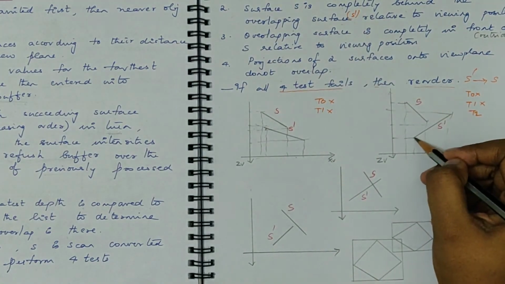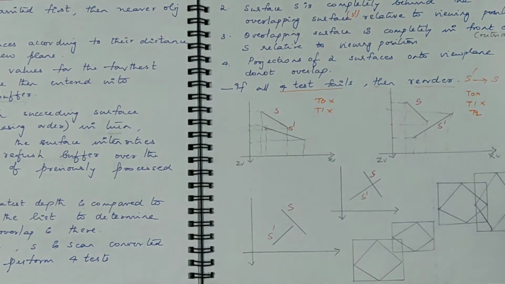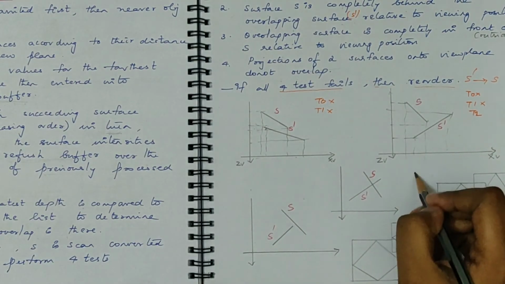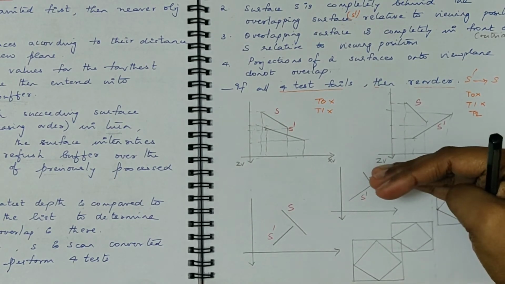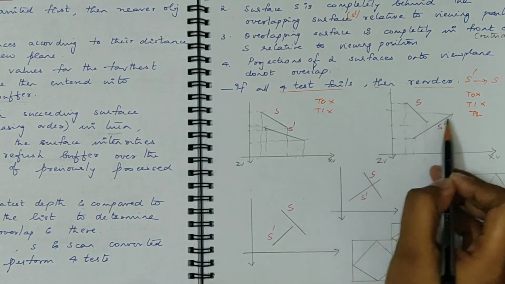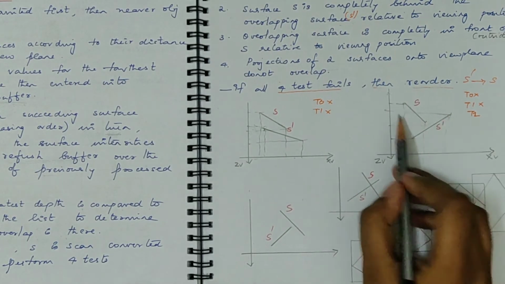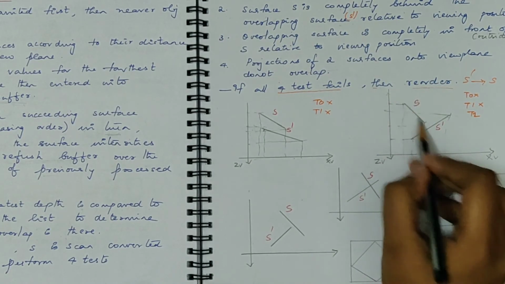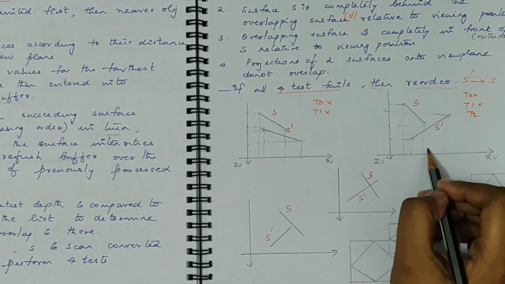If you take this S dash surface, any points which come above S dash, you view from below, looking up, that's what it means. So if all the points of S are inside S dash, that is, if all the points of S are behind S dash, then you say that it has passed test 2. In this case you can see that all the points of S are above S dash only. You don't have any points below S dash.